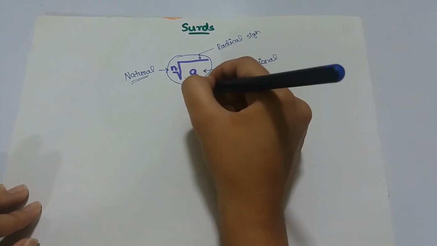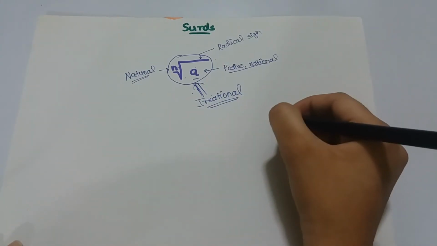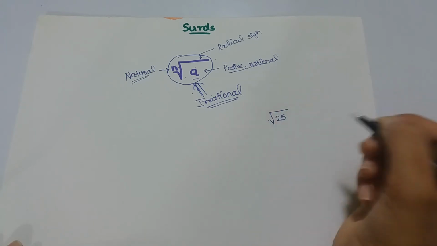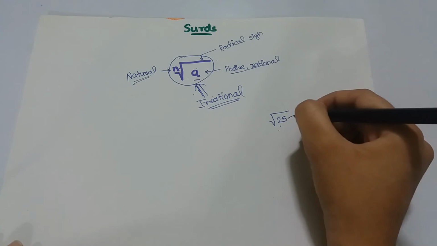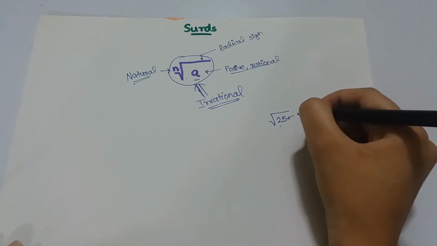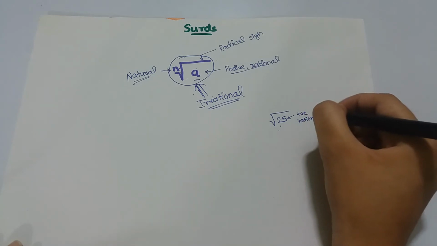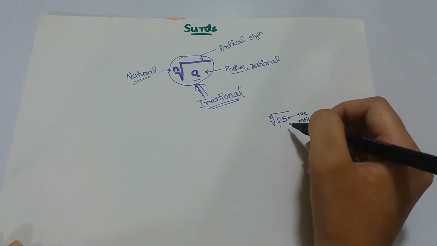Yes, only then it is a surd. Now, to give you some examples of this, let's say that we take the square root of 25. Is this a surd? This first step, this is positive, yes. Is this rational? Yes. Then here it is square root, actually square root of 25.